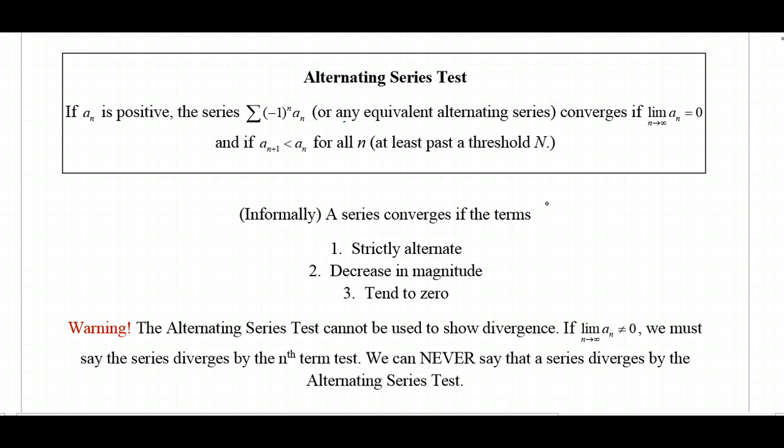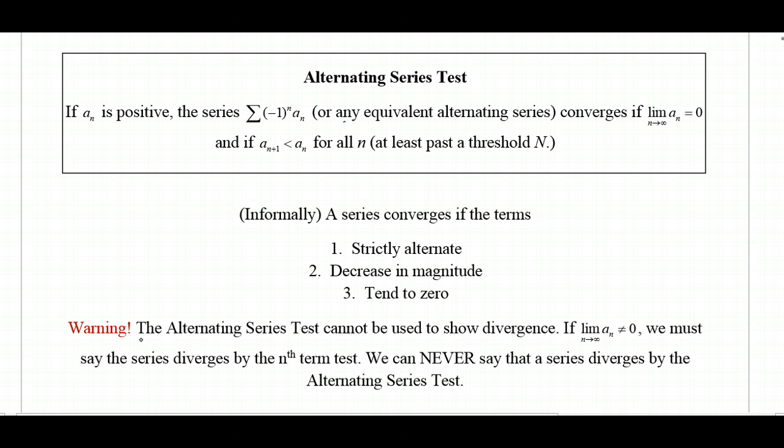Informally, here's what the alternating series test says: a series converges if all three parts of this are satisfied. Number 1, the terms strictly alternate in sign. Number 2, the individual terms decrease in magnitude, meaning decrease in size. So we want the numbers to be getting smaller as I move along the sequence of terms being added together, but we don't care about their signs because they're alternating in sign. So it's just the terms without their signs that are getting smaller. And number 3, the terms tend to 0. So it's like performing the nth term test, which says that the general term has to go to 0.